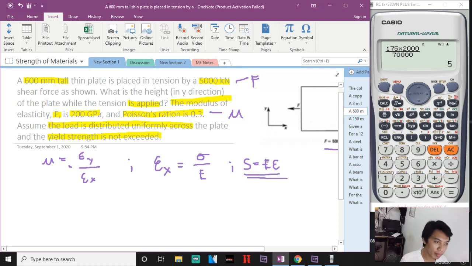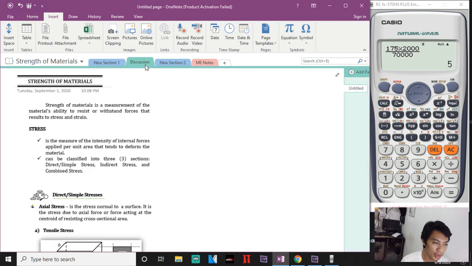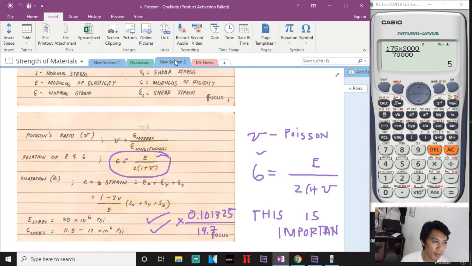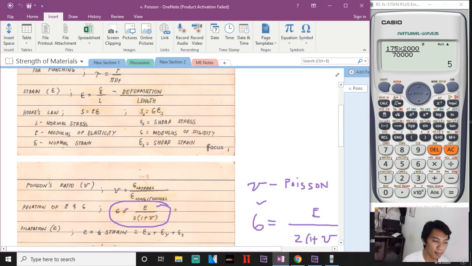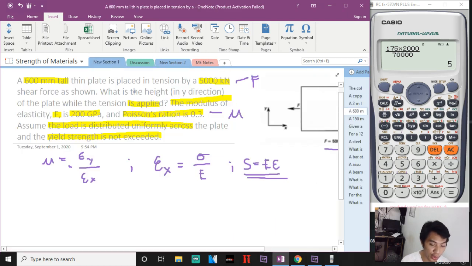Okay? Tingnan natin dito sa notes natin. Discussion, okay? Hanapin natin. Ayan, the Poisson ratio is equal to the lateral divided by longitudinal strain. Now, kapag base sa Hooke's law, okay, you are given a stress and then modulus of elasticity and then the normal strain. Now, yun yung ating gagamiting equation.